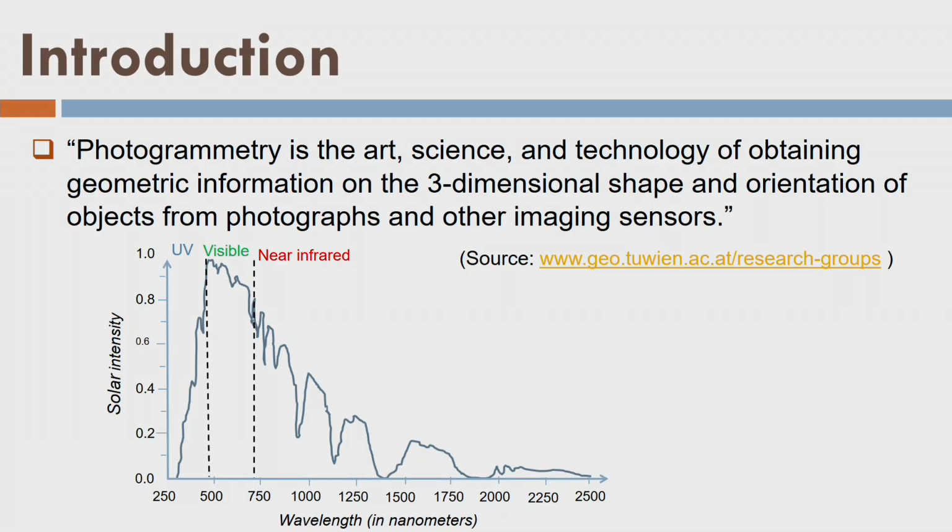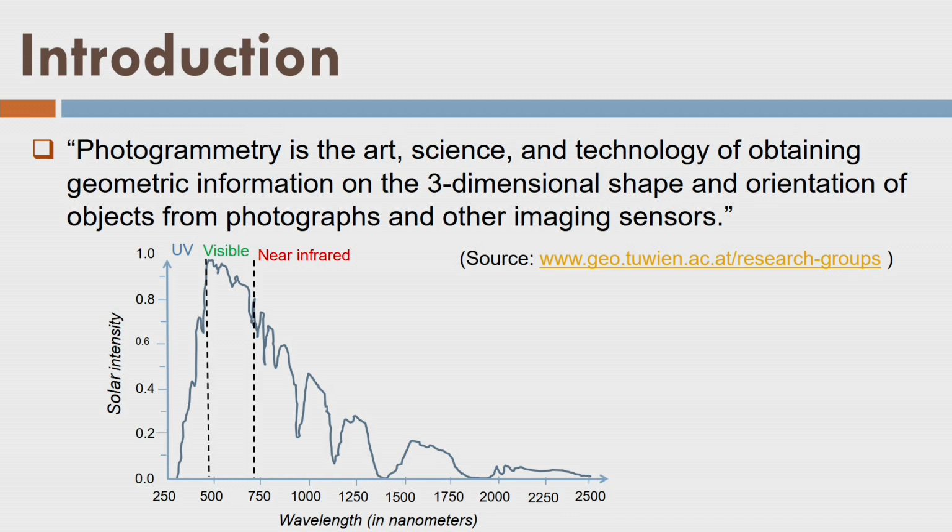Similarly, we have terms like lidargrammetry, radargrammetry, bathymetry, gravimetry, right? So these terms use the same suffix metry, which means 3D measurement by some means. It could be photograph, lidar, radar, and so on. The standard definition of photogrammetry, which I have taken from some source, is: photogrammetry is the art, science and technology of obtaining geometric information on the three-dimensional shape and orientation of objects from photographs and other imaging sensors. Okay, so that is the standard definition.